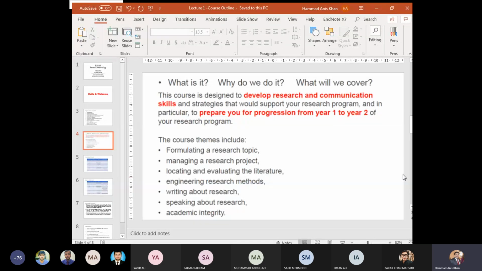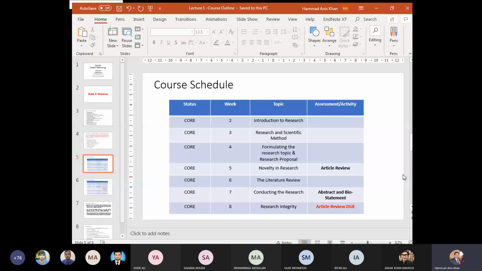So if I want to show you the course schedule, like what I am planning. This is actually a proposed course schedule. It can vary, but it has some components. My aim is that in week 2 we will start with the introduction to research. Today is just an introductory class towards the course. It will finish very quickly, hopefully.